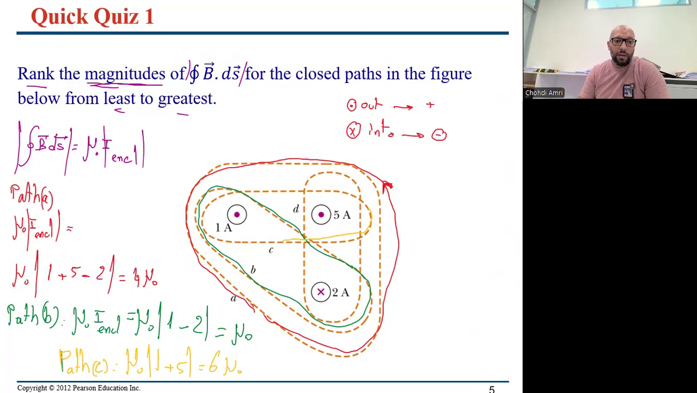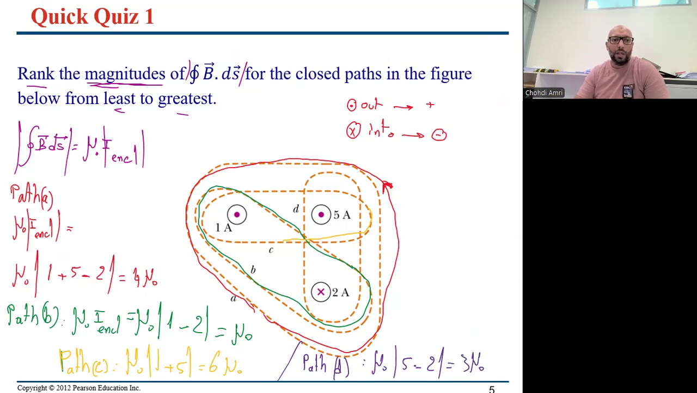For the path D, what is D? Enclosing 5 out of the page and 2 into the page. So 5 minus 2, which is 3 mu naught.